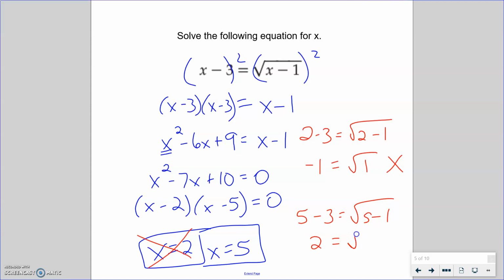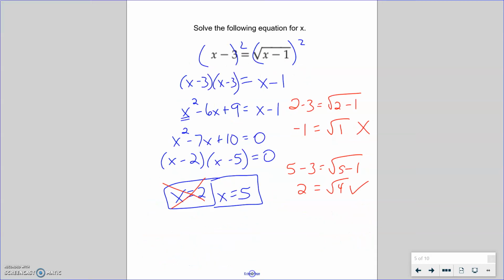I get 2 over here and square root of 4, so that one's good. So x equals 5 is still good. I put an x through x equals 2, and I just write the word extraneous, okay? All that means is when I'm squaring both sides, I'm almost creating an extra answer that doesn't technically work with square roots, so you got to be careful.